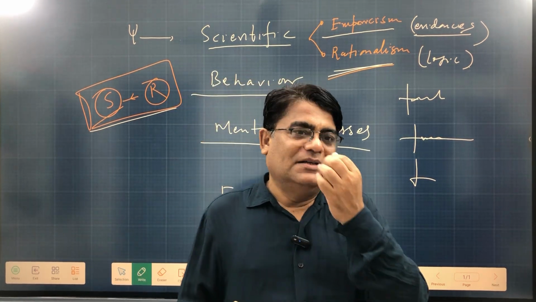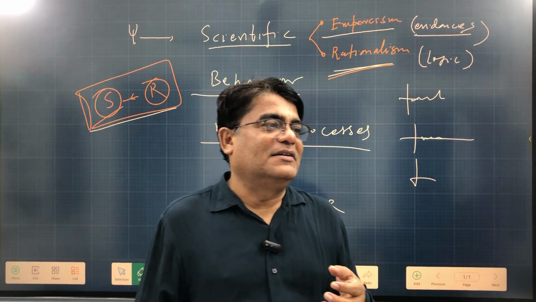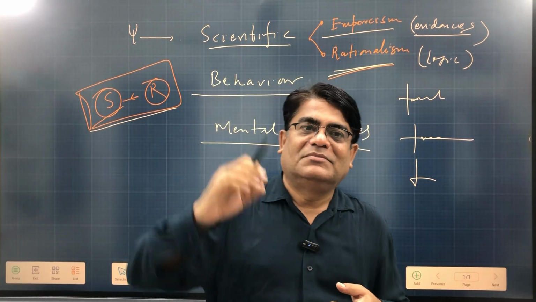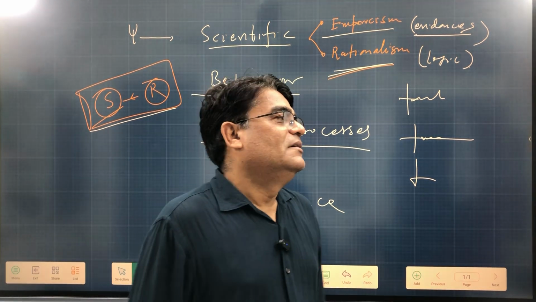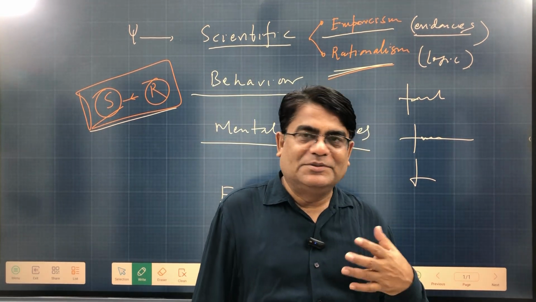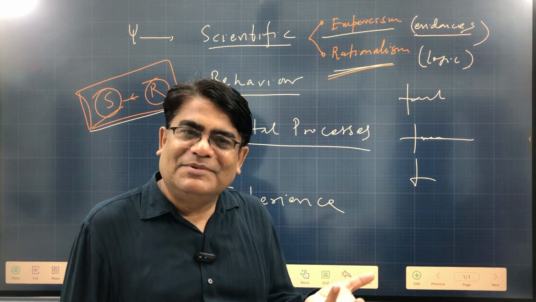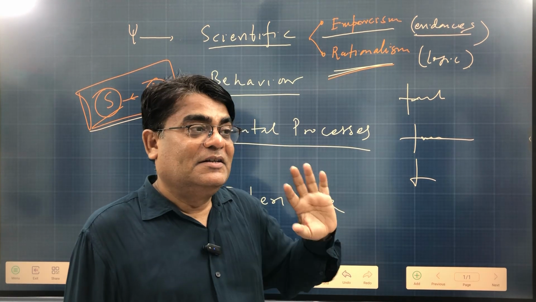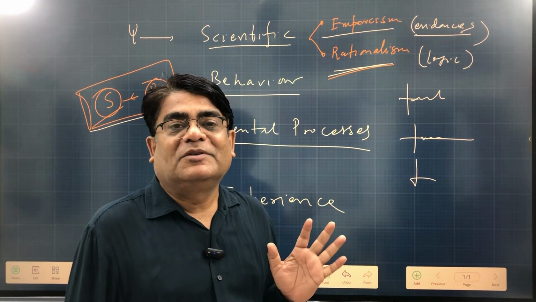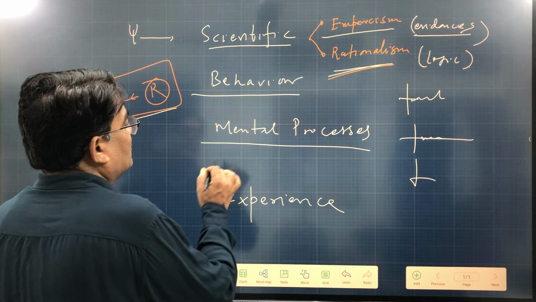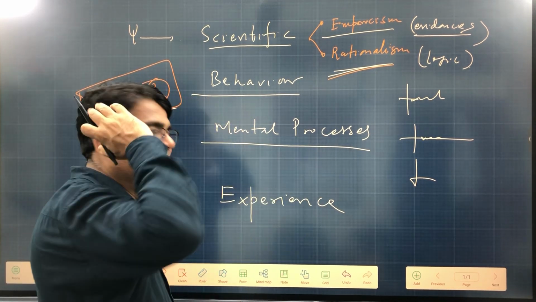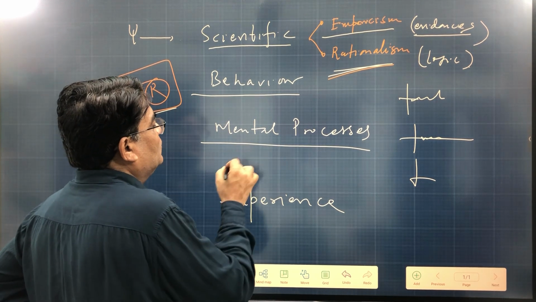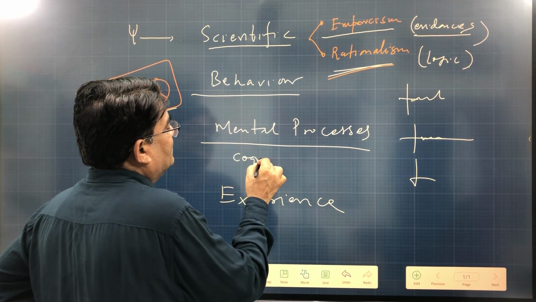Suppose your friend is saying that we should go tomorrow to Mathura, for example. Now you are thinking, should I go because I need to study also, and all this. All this thinking is mental processes. You have seen something in Mathura earlier, so you are recollecting the memory. That memory is a mental process. So mental processes, what goes on inside the mind, are not directly observable, and they come in two forms. One is called cognitive.